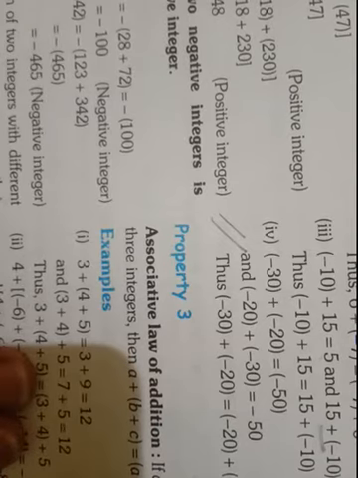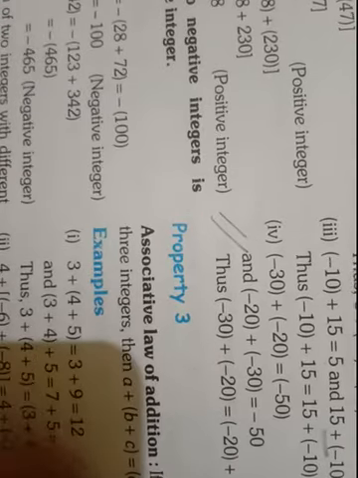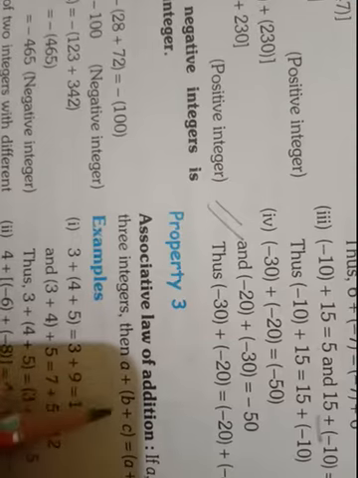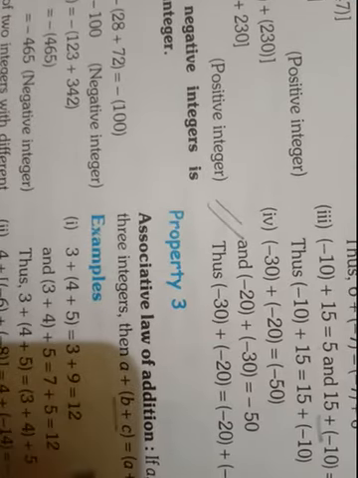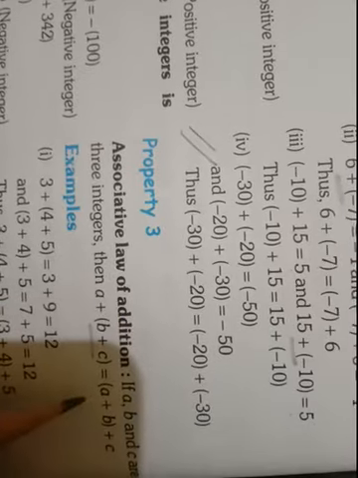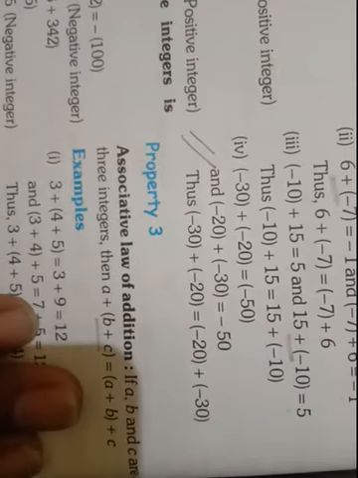So in the associative law of addition, how many integers are there? Three integers. The first integer is named a, the second b, and the third c. How can we write it? a is taken individually: a plus, inside the bracket, b plus c is equal to, on the other side, a plus b in the bracket, and after that plus c. LHS must be equal to RHS.